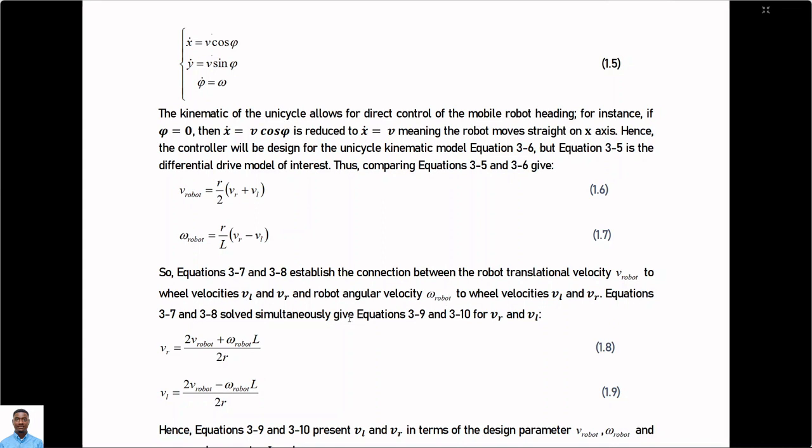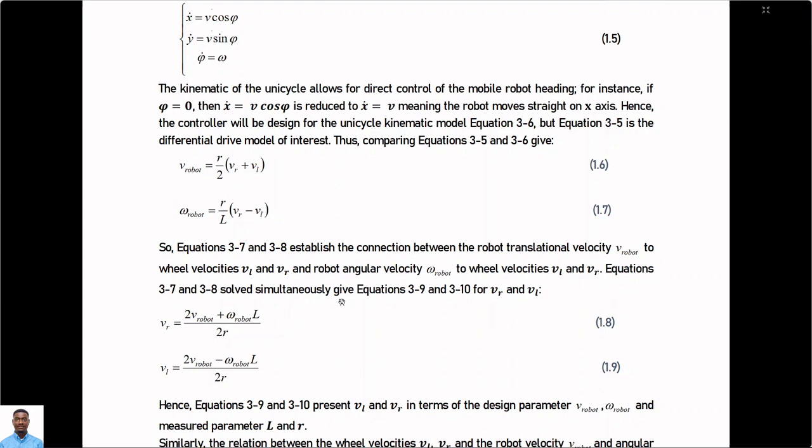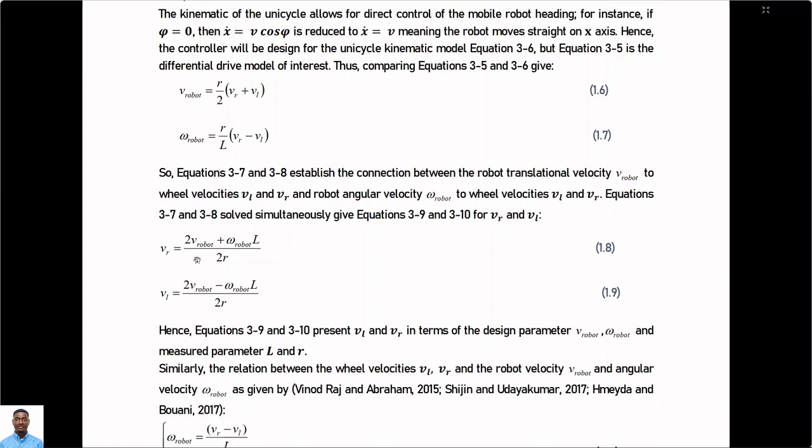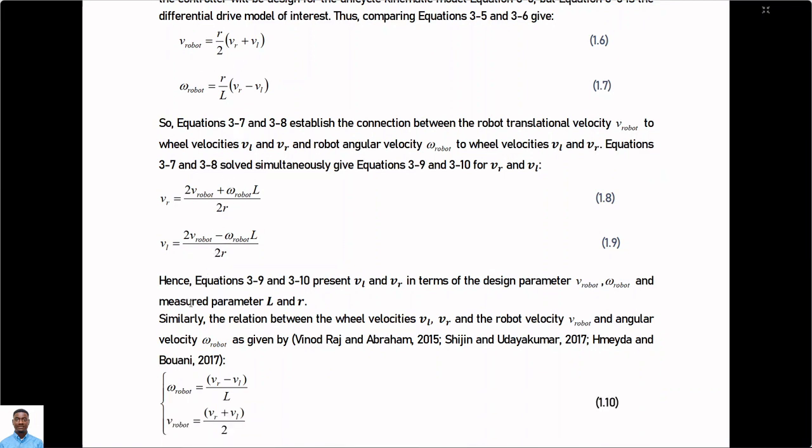So we can substitute equation 3.9, which would be this very equation in this case. If you make VR the subject here and you make VL the subject, you get this expression for VR and VL just by making VR and VL the subject in this very equation. You can try that and you get that out.